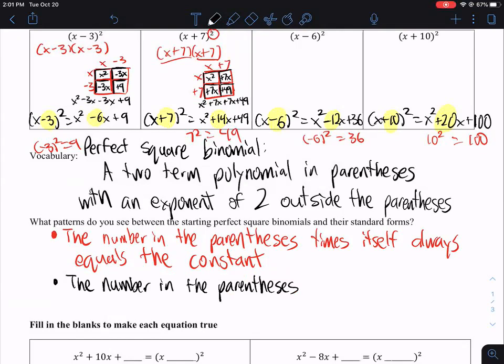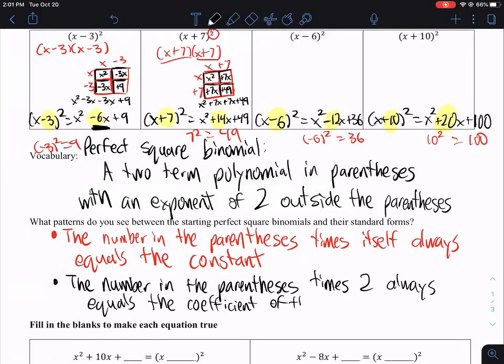Okay, so again, she said added to itself, which is correct, but I'll just phrase it as times 2. And then when she said the second term, that's always the term with just the regular x, right? Not the x squared and not the constant, but just the regular x. So I'll say it equals the coefficient of the x term.